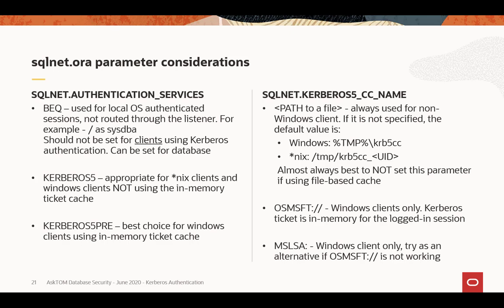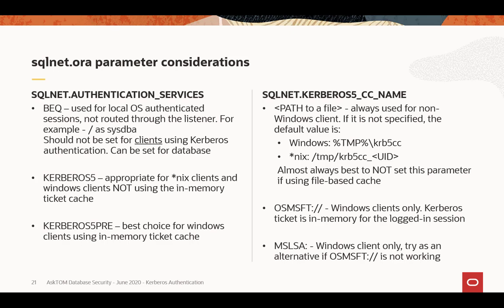The CC name, you either set that to in-memory or to a file. The file would be something like c:/Rus/Kerberos/krb5cc. That's an example of what you might set it to. If you don't set it at all, both Windows and Unix servers have defaults. On Windows, the default is to go to the user's temp directory, and the file name will be krb5cc. On Linux, the default is to go to the system temp directory, and the file will be krb5cc_ whatever the UID is for the user who drew the ticket.